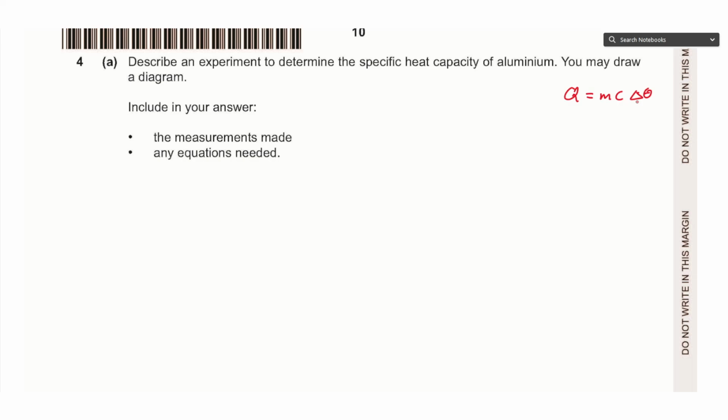But since energy cannot be directly measured using any apparatus, we can use an electric heater of known power and multiply that power by the time of heating. So power multiplied by time gives us energy. So this is Q. The mass, we can use a balance. Specific heat capacity is a required calculation, and change in temperature is actually not a measurement, it's a calculation. So we need to measure the initial and final temperatures to get the change in temperature.